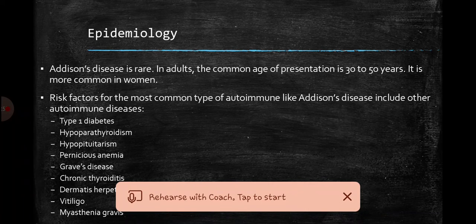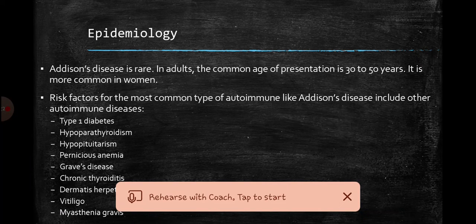Epidemiology. Addison's disease is rare. The incidence is 0.6 per 100,000 of the population per year. The total number of people affected by this condition at a given time ranges from 4 to 11 per 100,000 of the population. In adults, the common age of presentation is 30 to 50 years. It is more common in women.